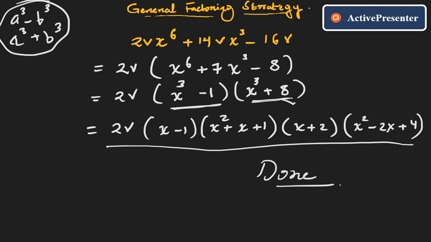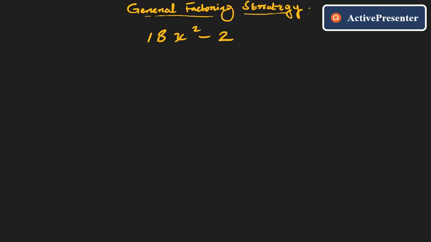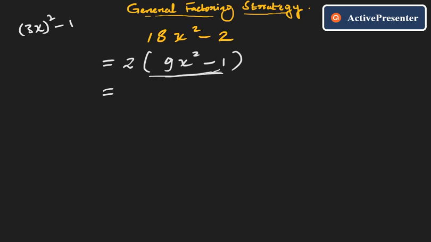Another question. We have 18x squared minus 2. Using the general factoring strategy, see if this can be factored using the greatest common factor. Yes, if we take the greatest common factor as 2, we are left with 9x squared minus 1. Now see if you can factor a binomial. This is a binomial. We know this is written in the form of 3x squared minus 1 squared.